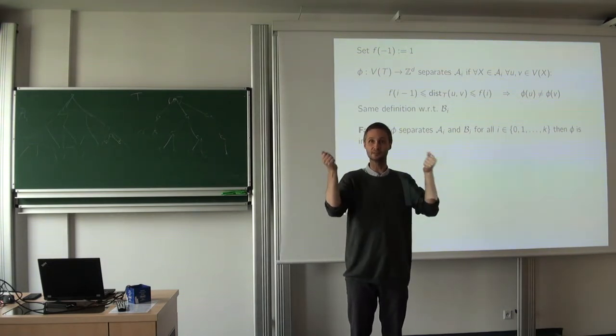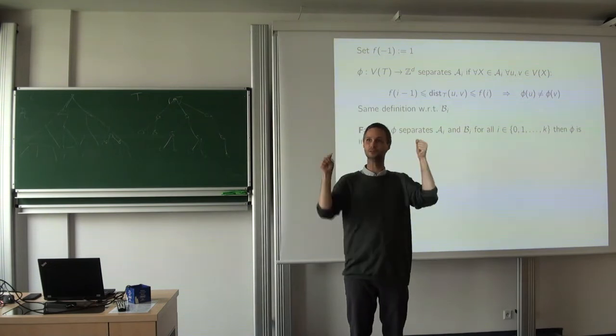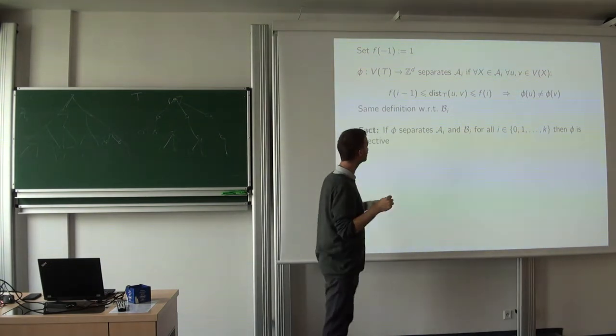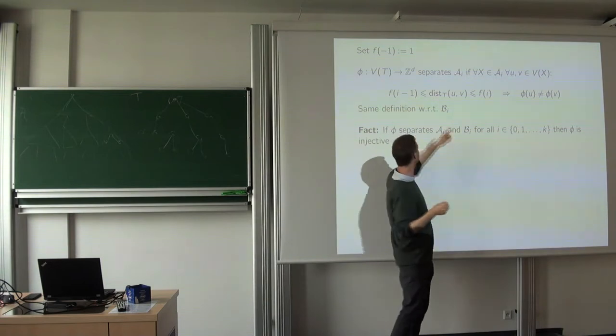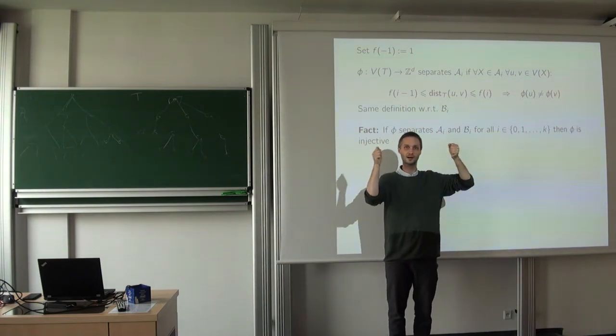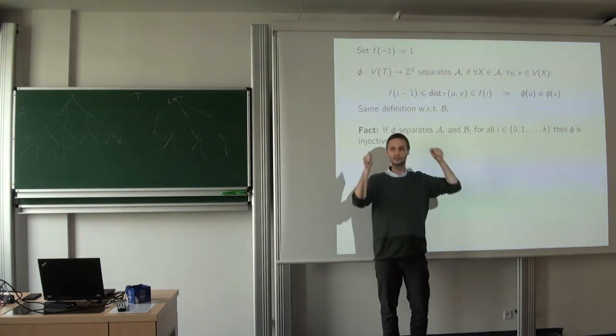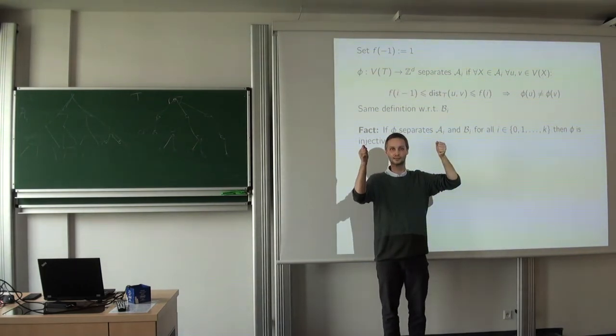Now I look at the distance between U and V. I look at the path between U and V. That distance, for some i, will be sandwiched between f_{i-1} and f_i. There will be some i where the distance is between f_{i-1} and f_i. Look at that i. Okay?